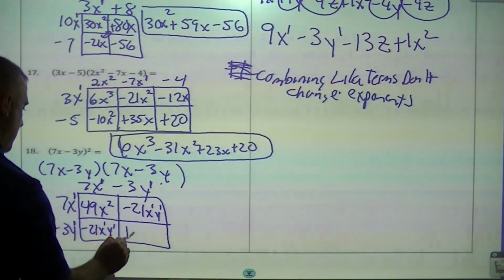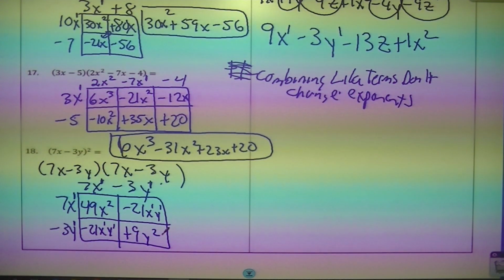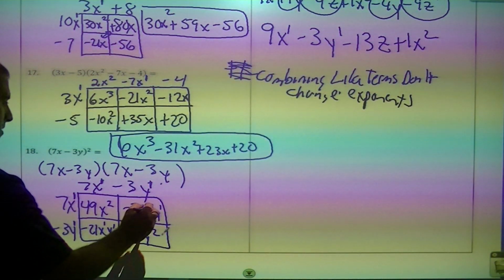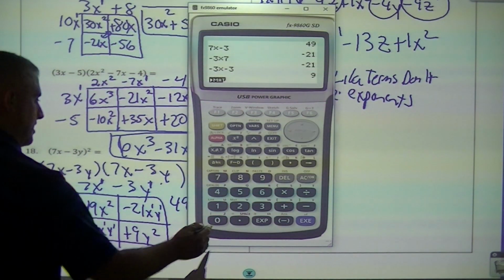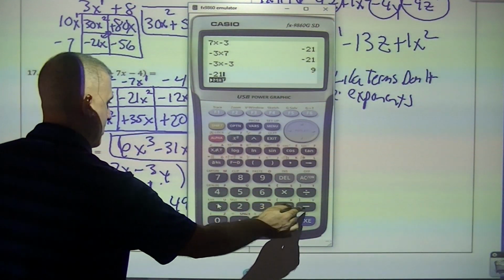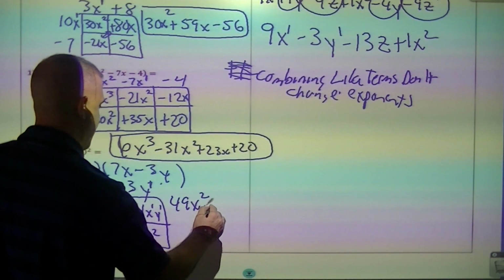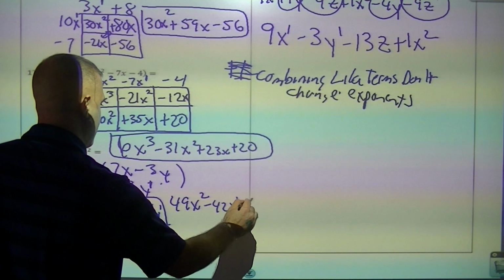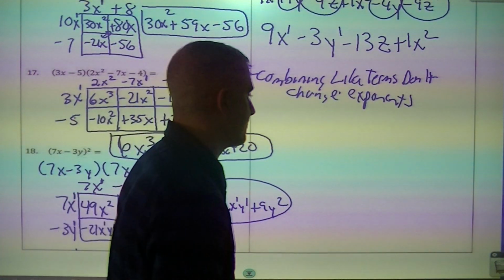So I got +9. Now I got y and y, so that's going to be y squared. Okay? So if I look through these, the 49x squared is good. There's no like term there. These are like terms, so I type those in the calculator just like I see them. -21 minus 21. No extra signs. Okay? No extra signs. So that's going to be -42, x1, y1. And then this is going to stay just 9y squared. Okay?